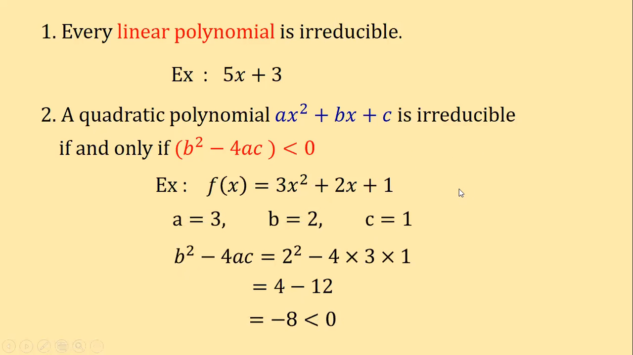Is it clear, children, how to identify them? First thing is, every linear polynomial is irreducible. Here no need of any checking. If you see the degree as 1, then directly we can say that it is an irreducible polynomial. And what is the second one? If it is a quadratic polynomial, then we have to verify whether the discriminant is less than 0 or not. If it is so, then it is irreducible. Otherwise it is reducible. Clear?